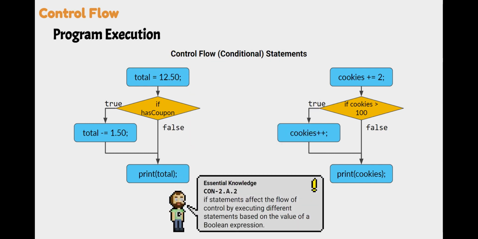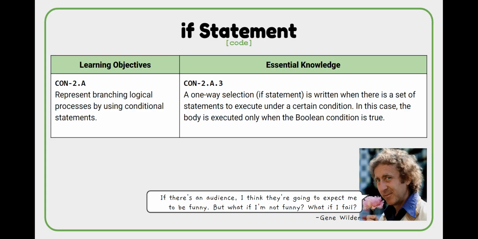This aligns with our essential knowledge. If statements affect the flow of control by executing different statements based on the value of a Boolean expression. We see inside both of those diamonds, we have a Boolean expression. Has coupon sounds like a Boolean variable that will evaluate to true or false. Cookies greater than 100 has one of those relational operators in there, creating a Boolean expression, which will evaluate to true or false. This is going to lead us into our next topic, the if statement.